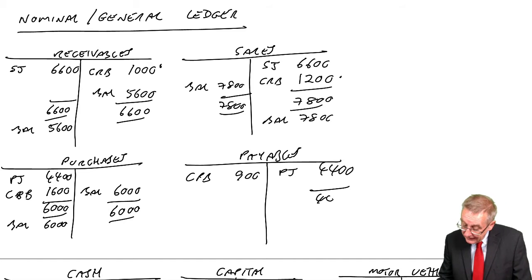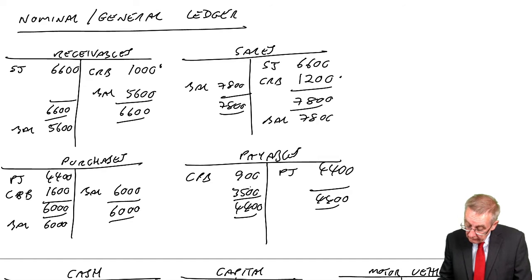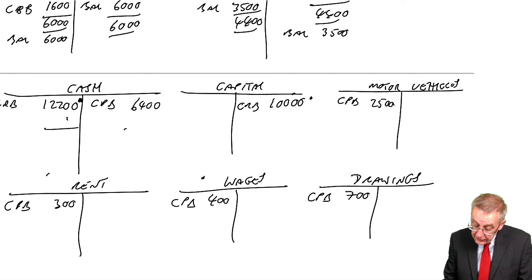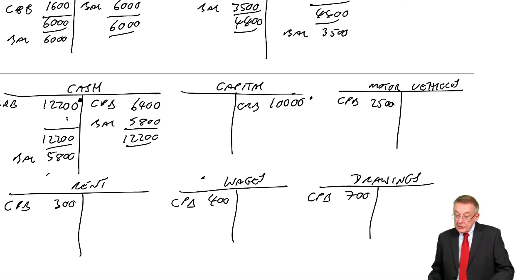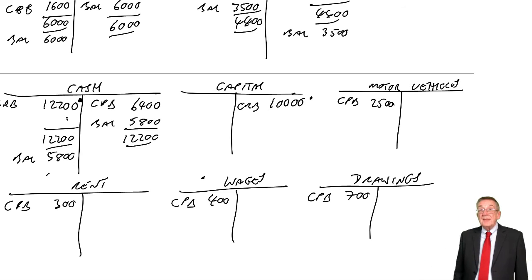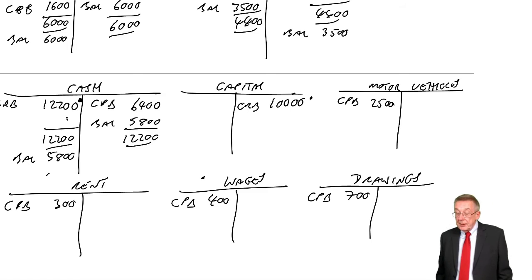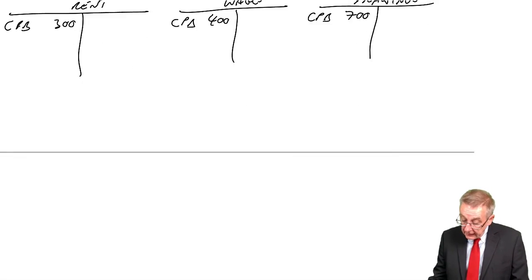On payables, $3,500. On cash, what is it, 5,800? I think, yeah. Capital's going to take a balance. Motor vehicles, rent, wages, drawings, there's only the one figure. So having taken the balance on every account, let's now do a trial balance.